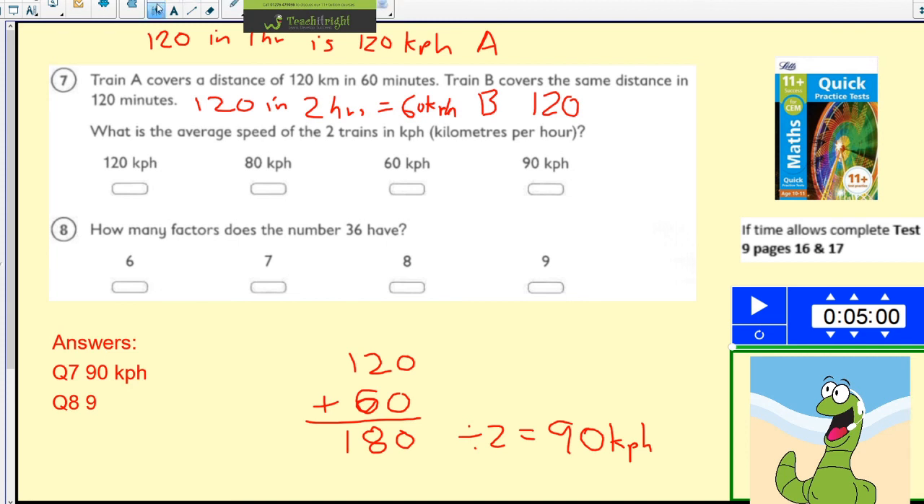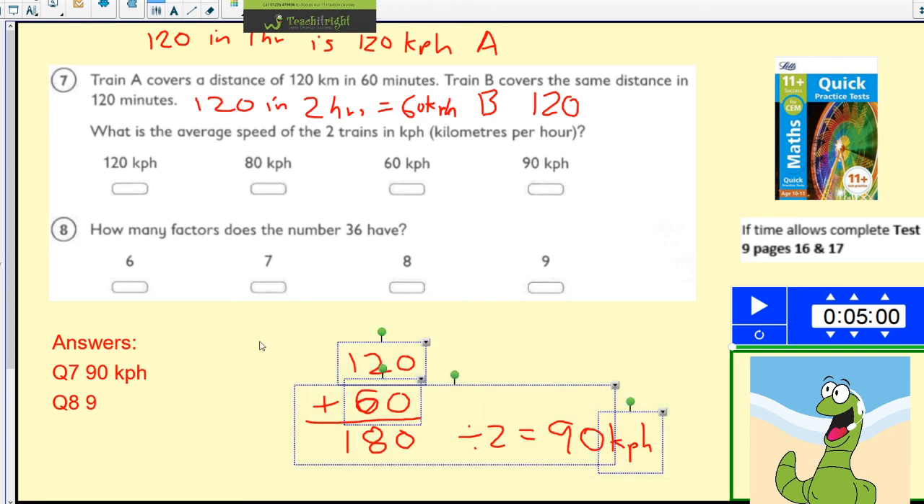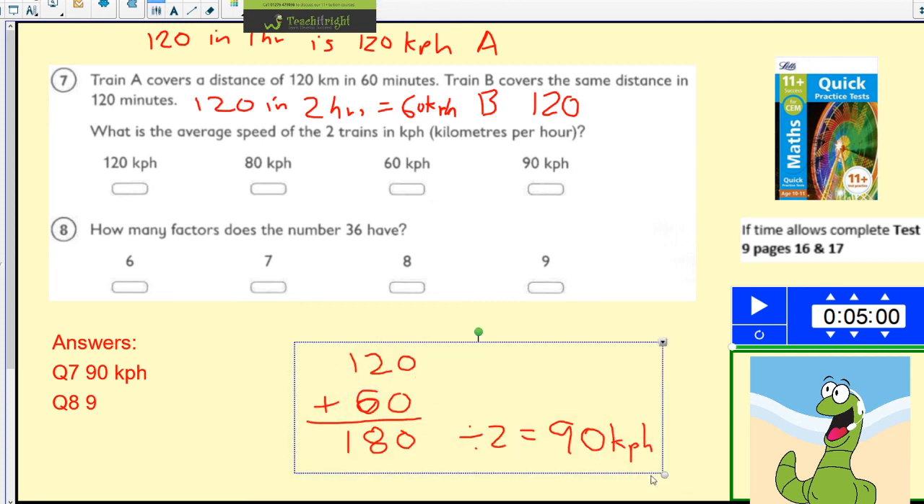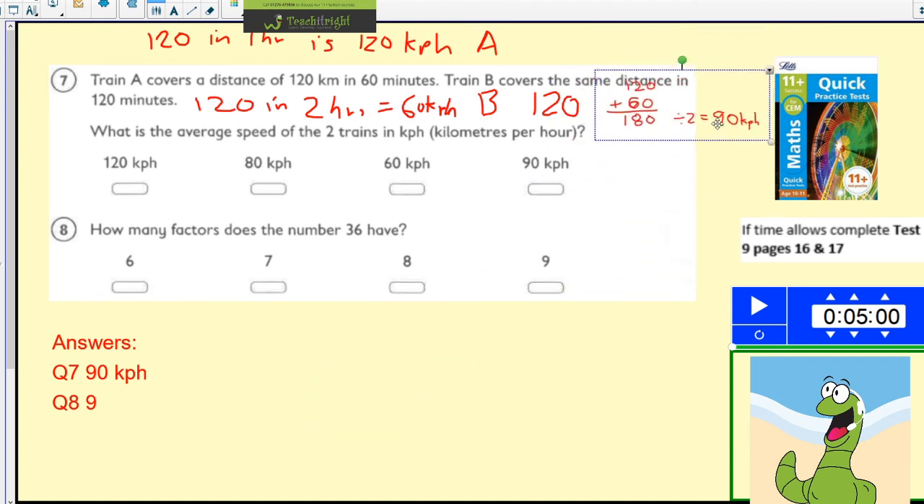And then how many factors does number 36 have? Oh, I like this question. The only hard part really is working out what factors are. Well, multiples are times tables. Factors are numbers that you can multiply together to get that answer. So I always think of factors as factor pairs.